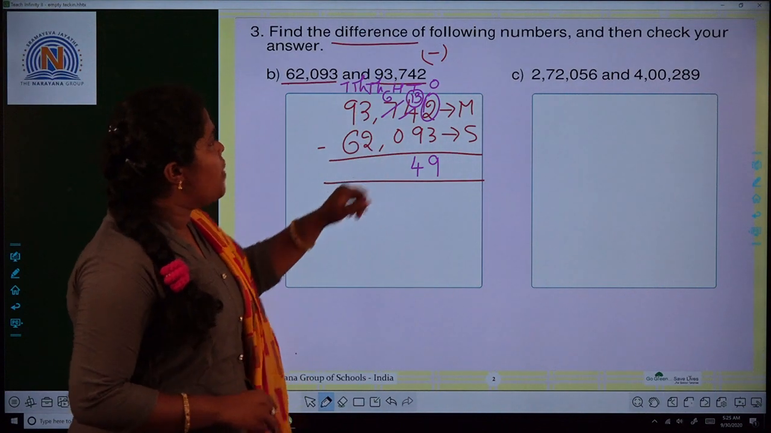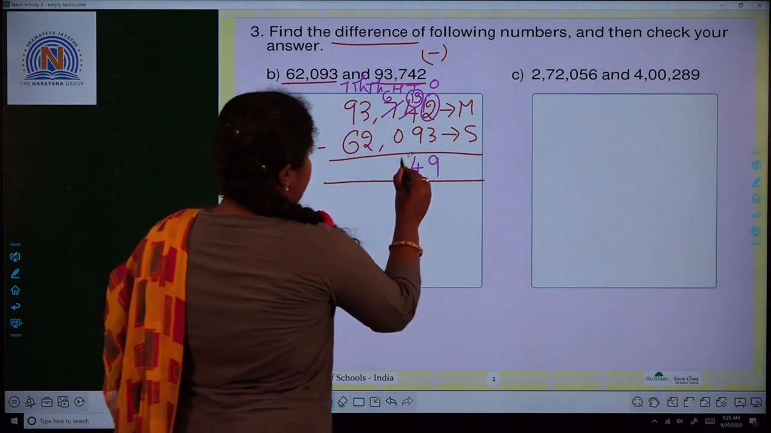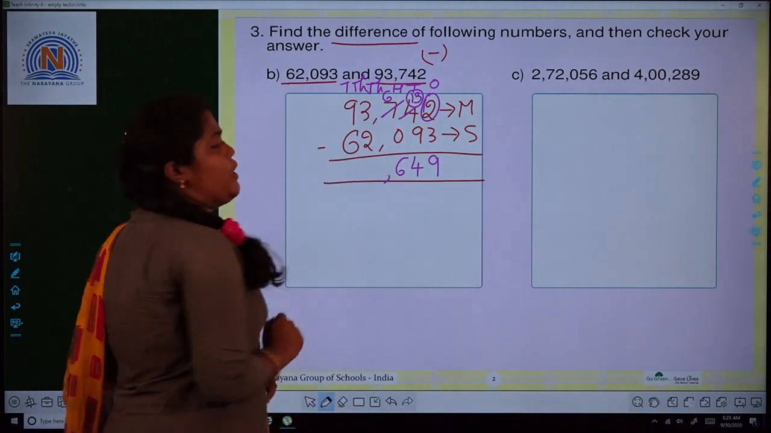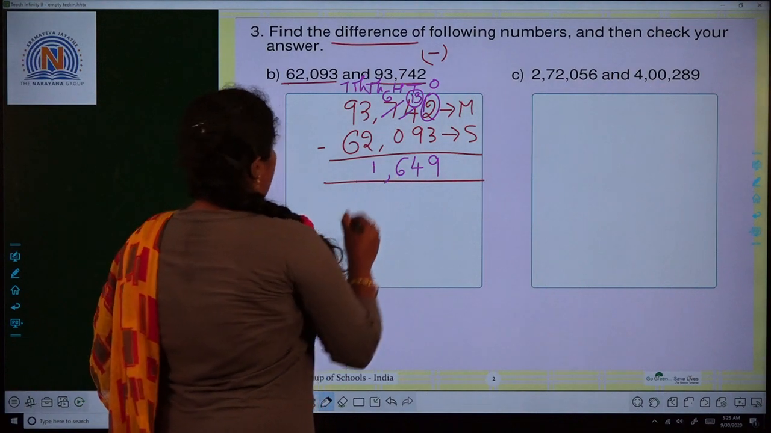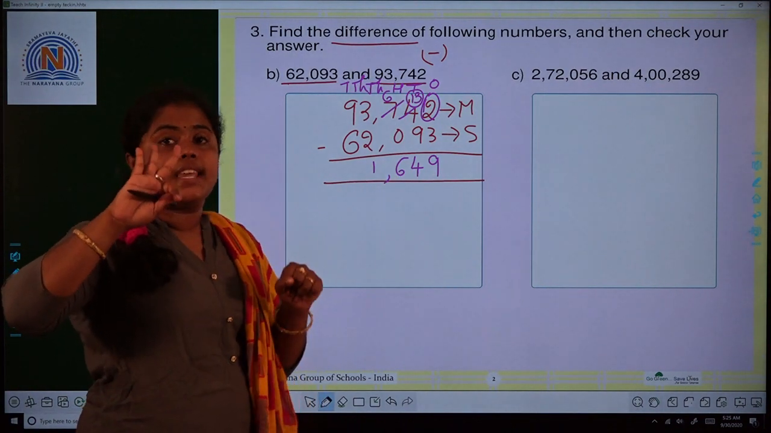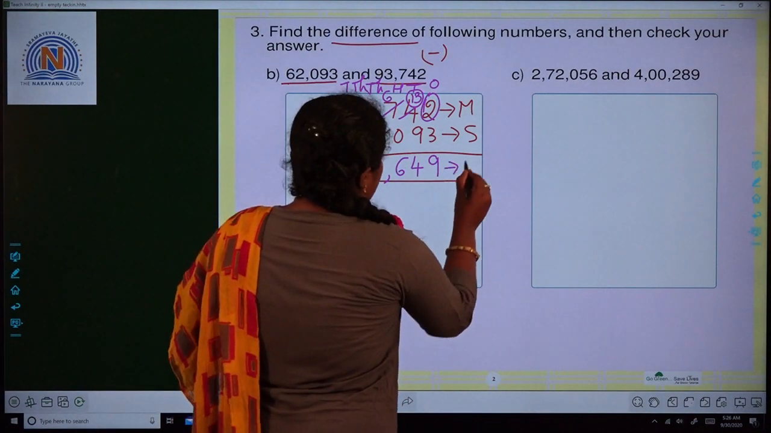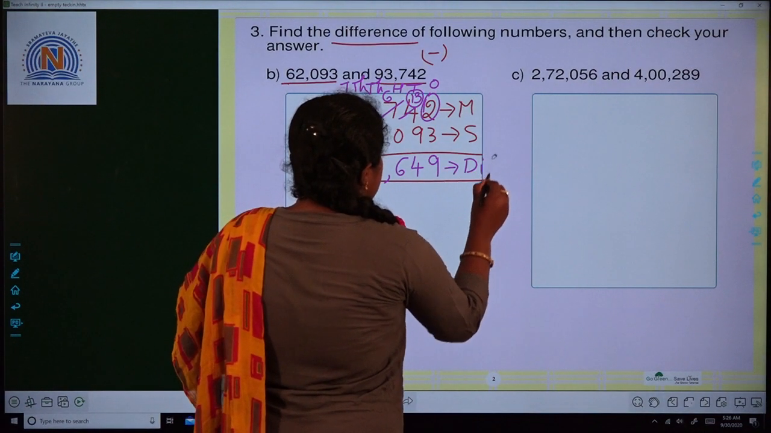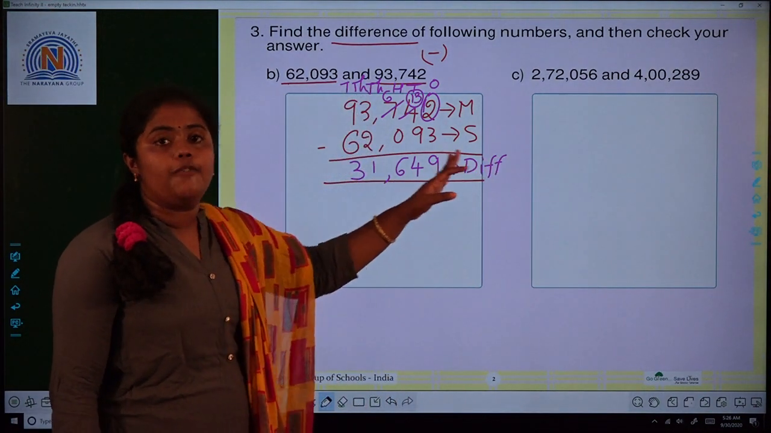And 6 minus 0 is 6. Next, moving on to 3 minus 2. 3 minus 2 is 1. Next, 9 minus 6, the answer is 3. We get the difference as 31,649.